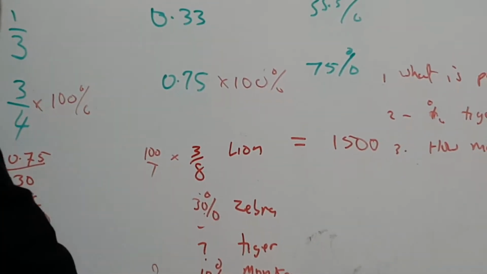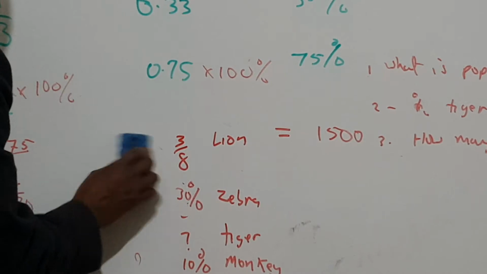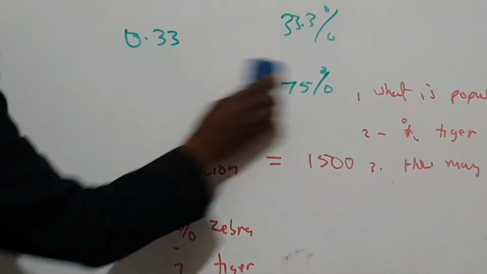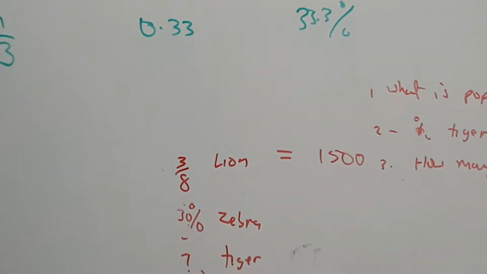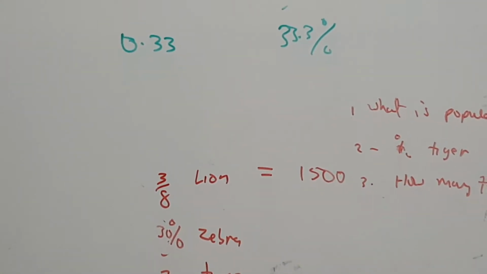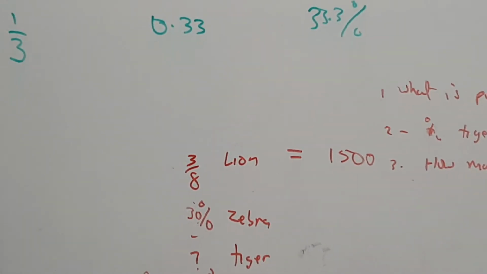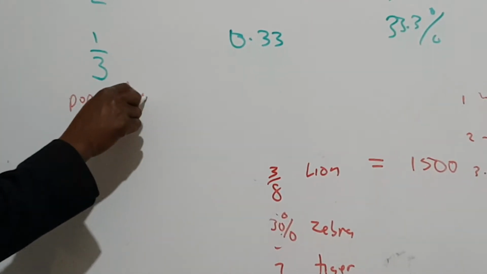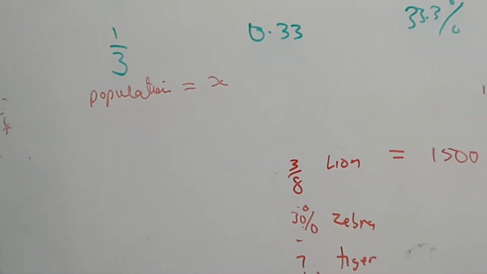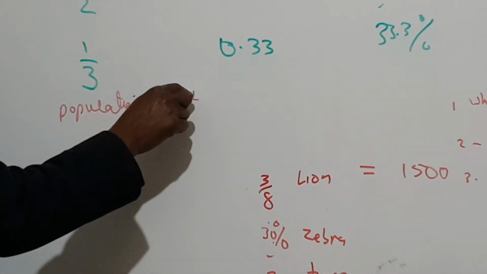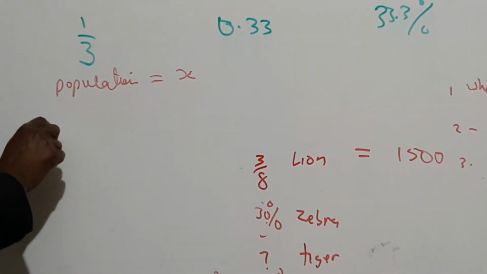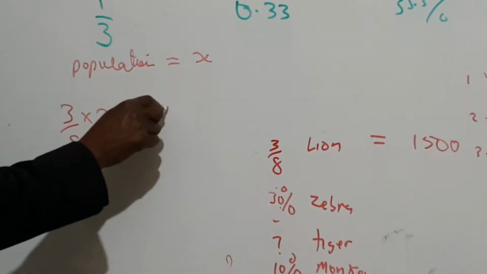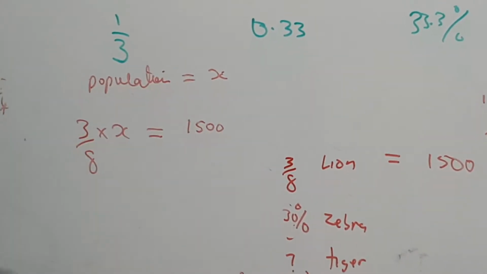But folks, if we know our mathematics very well, we're going to represent them in algebra. We didn't go straight into algebra; I want us to find the basics first. Now, we don't know the population. What's the population in algebraic terms? It is equal to X. We don't know. But we know 3/8 of the animals are lion. So 3/8 times X is equal to 1,500.